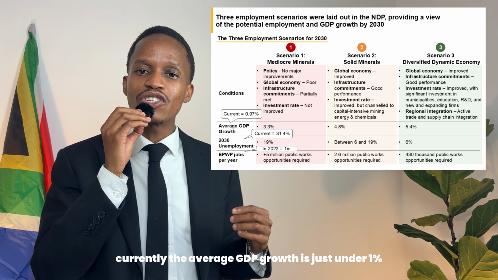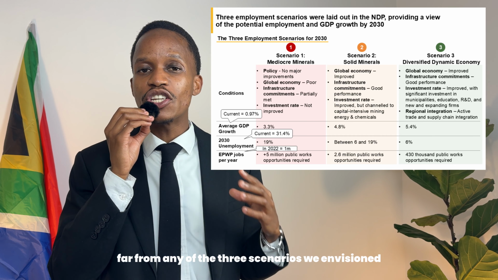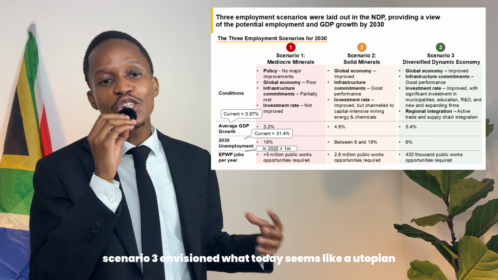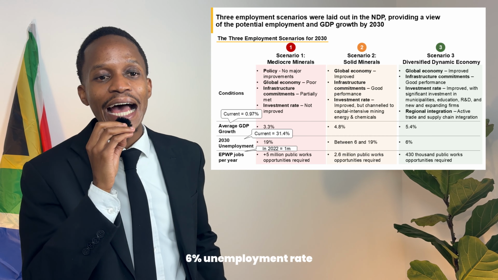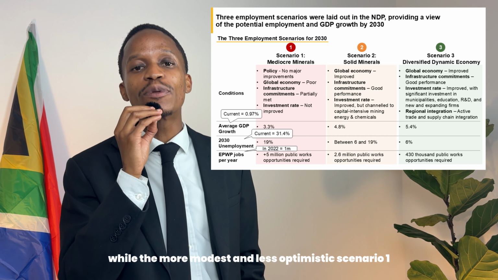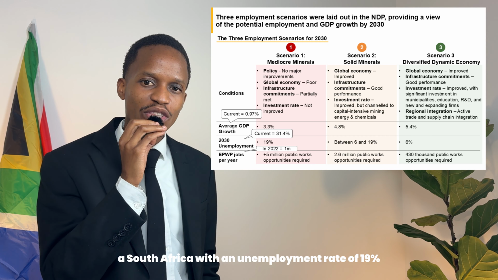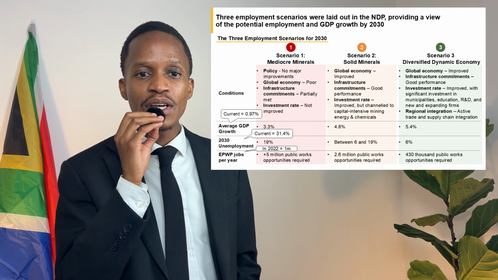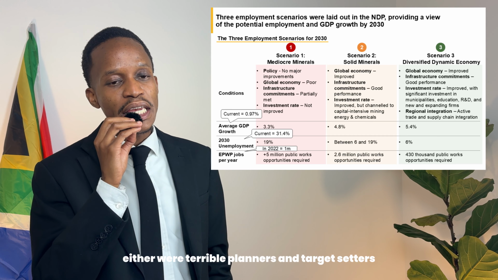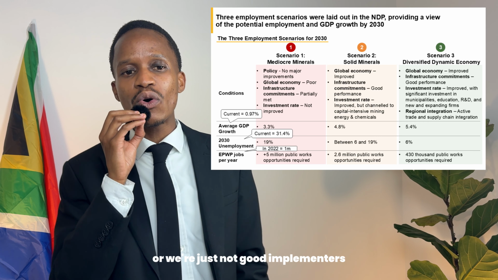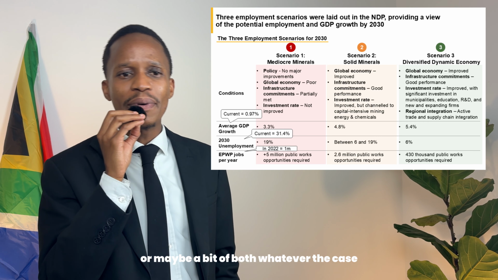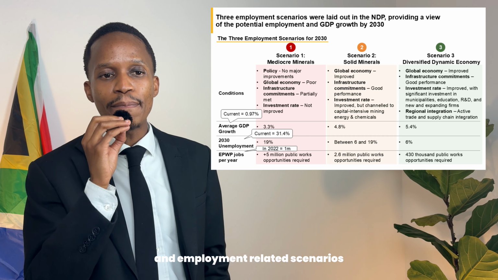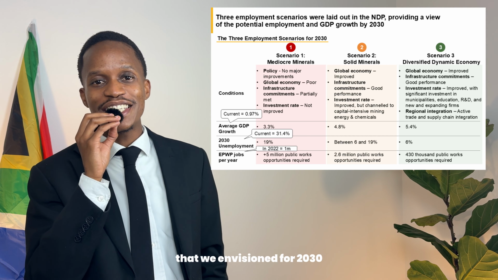Currently, the average GDP growth is just under 1%, far from any of the 3 scenarios we envisioned back in 2012. Regarding the rate of unemployment, scenario 3 envisioned what today seems like a utopian 6% unemployment rate, while the more modest and less optimistic scenario 1 predicted a South Africa with an unemployment rate of 19% by 2030. The current reality, 31% unemployment rate. Either we're terrible planners and target setters, or we're just not good implementers, or maybe a bit of both. Whatever the case, we are on track to failing to meet even the lower end of the economy and employment-related scenarios that we envisioned for 2030.